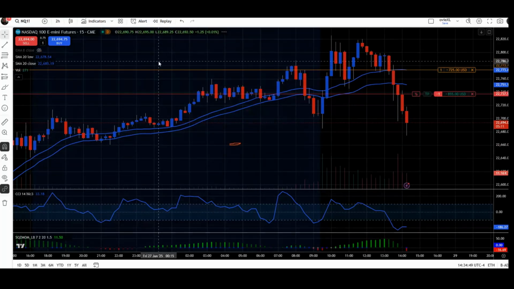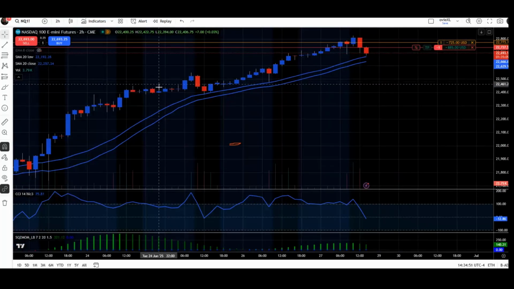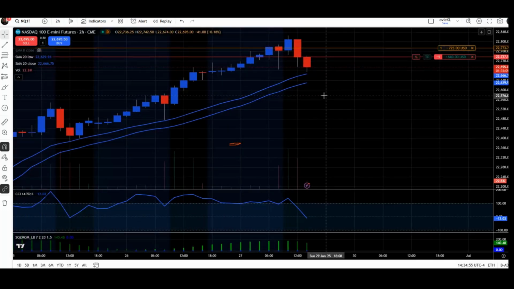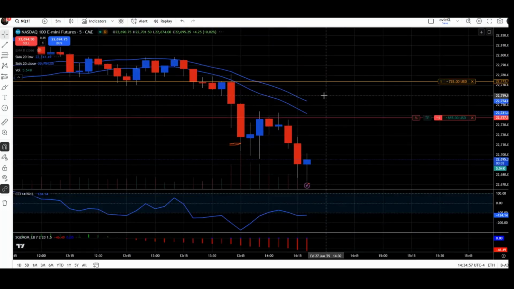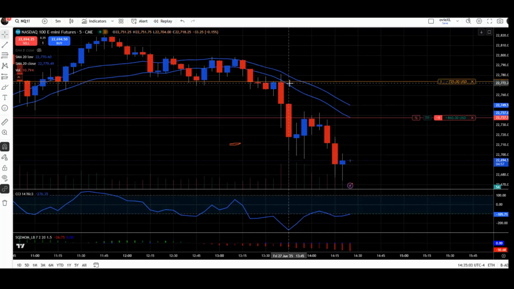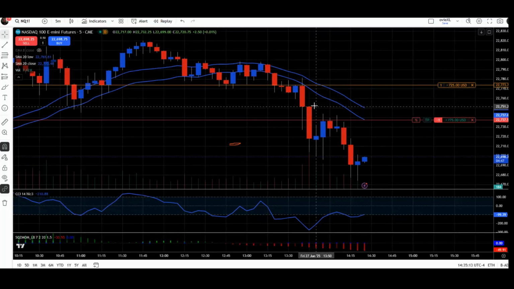Let's go to the 2-hour chart. As you can see, we're still in bullish territory, but short term, if you were a scalper, if you drop down to the 5-minute, as you can see, the 20-period moving average zone has curled almost at a 45-degree angle, and that's where you want to place your trade if you were going short.